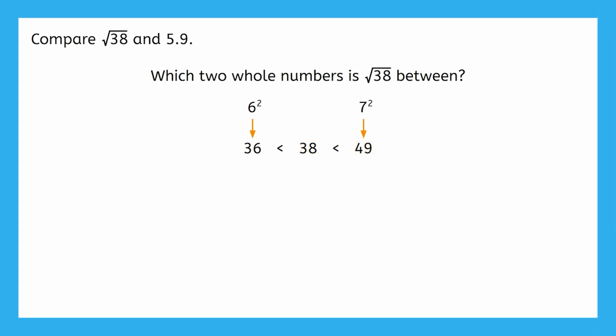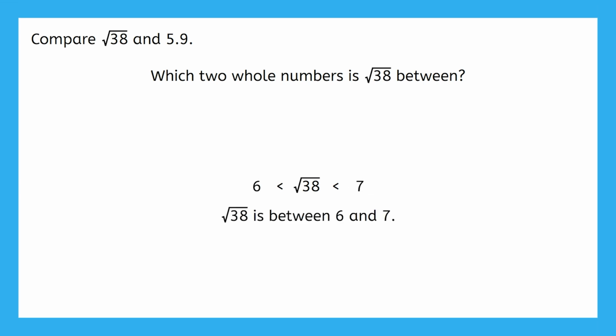Now, we can use what we just learned about comparing principal square roots and the numbers under their radicals. How should we order the square roots of these numbers in this inequality? Just like before, the smaller number under the radical has the smaller principal square root, so the square roots are in the same order as the original numbers. From here, we can evaluate the square roots of 36 and 49 to see that the square root of 38 must be between 6 and 7. So what does this tell us about how the square root of 38 and 5.9 compare?